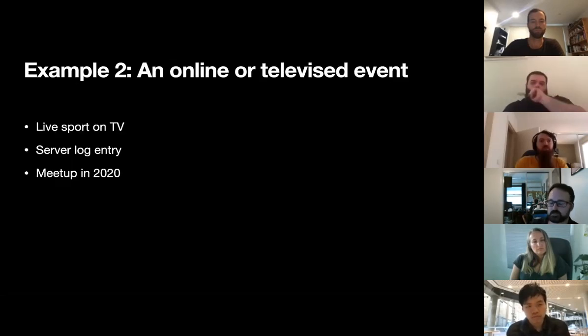So let's look at the second example, which is an online or televised event. Think about a sporting event you're going to watch on TV. A server log entry is something where the event that's taking place is kind of on a computer, like it's in AWS somewhere. It doesn't really matter where on the globe that event is taking place, but you want to see it relative to where you're sitting, and of course, a meetup in 2020.